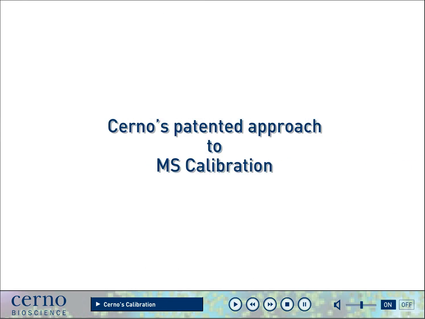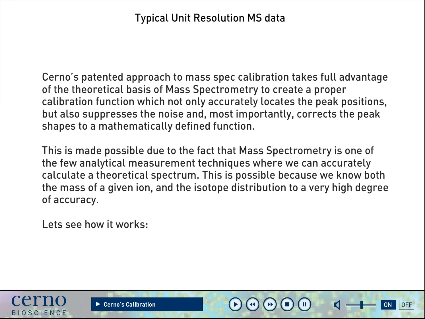Cerno's patented approach to mass spec calibration takes full advantage of the theoretical basis of mass spectrometry to create a proper calibration function. Not only does this approach accurately locate the peak positions, but it also suppresses the noise and, most importantly, corrects the peak shapes to a mathematically defined function. This is made possible due to the fact that mass spectrometry is one of the few analytical measurement techniques where we can accurately calculate a theoretical spectrum. This is possible because we know both the mass of a given ion and the isotope distribution to a very high degree of accuracy. Let's see how it works.